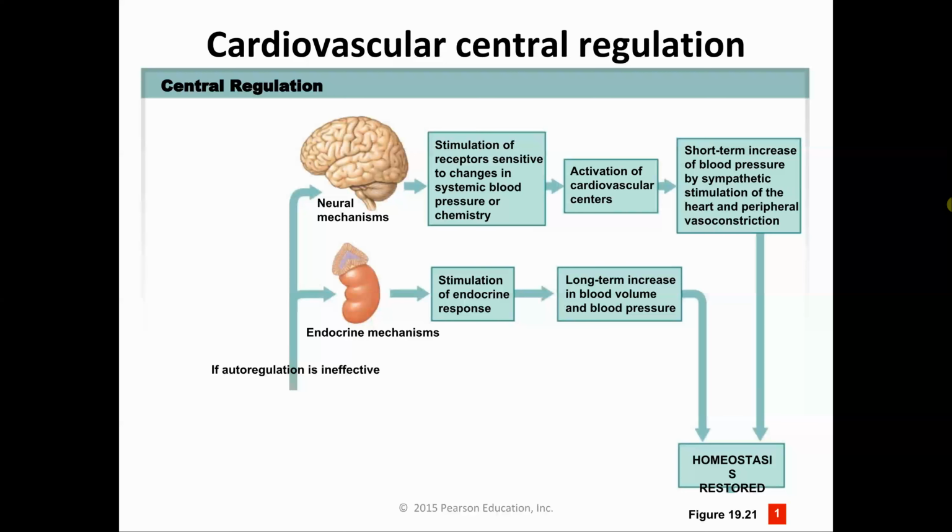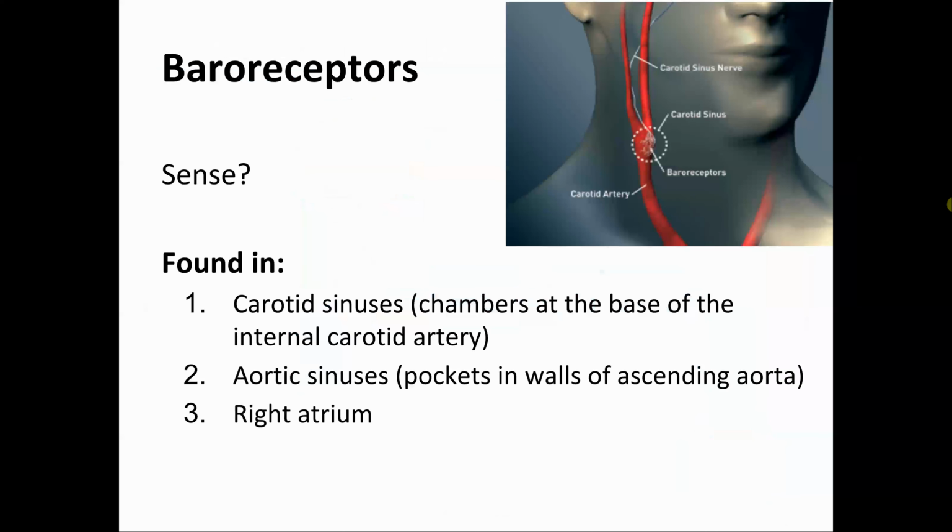So really, most of the regulation just goes on at the individual tissue, and only if that can't be fixed at the individual tissue do we get these higher level mechanisms involved. So how do we tell we're not in homeostasis in our circulatory system?